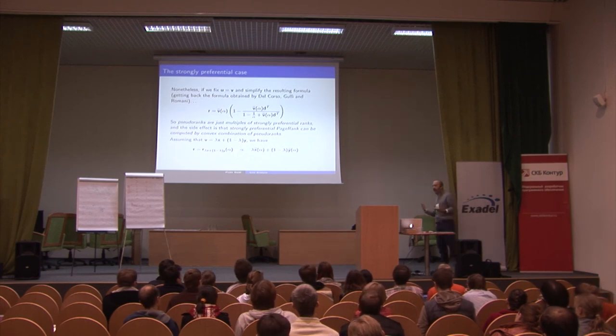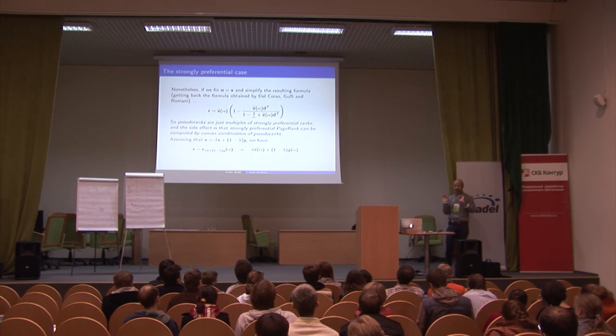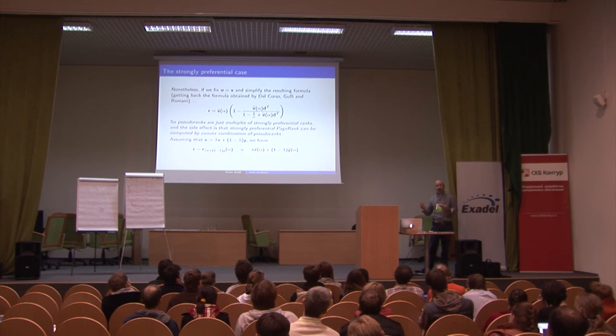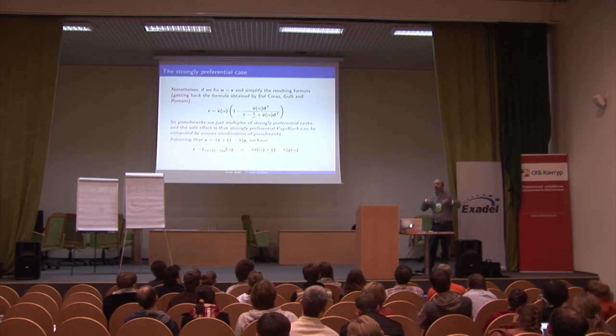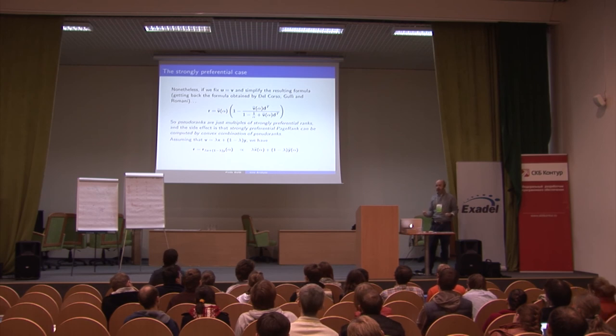So if you want to compute a strongly preferential version of PageRank, there is no reason to take dangling nodes into consideration. They will only serve to keep the values summing up to one, but if you don't care, you just keep on computing, and then at the end you renormalize. This is what the formula here says.